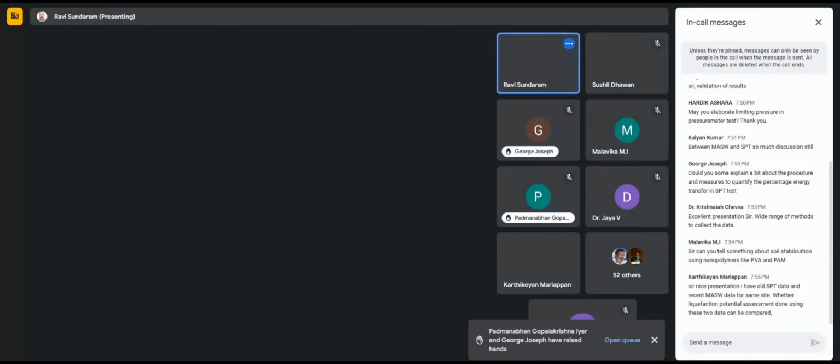What are the actual steps we take to ensure we have the correct energy transfer ratio? When I got 73%, whatever N value I have, I will take 73 divided by 60. So we increase the SPT N value by that.